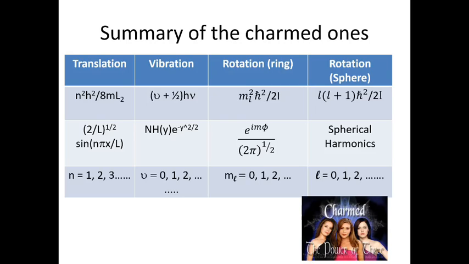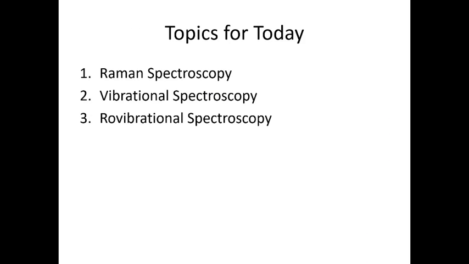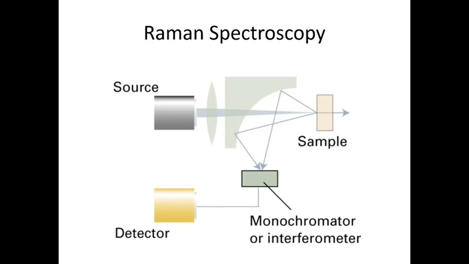So this is our little review sheet for our modes of motion. You should know the translation, vibration, and rotations. You should know the energies, the wave functions, and the quantum numbers for each one of the different types of motion. And we have here both the rotation on the ring and the rotation on the sphere. Today, we're going to talk about Raman spectroscopy and then vibrational spectroscopy, and then we're going to combine rotational and vibrational spectroscopy together to get what we call rovibrational spectroscopy.